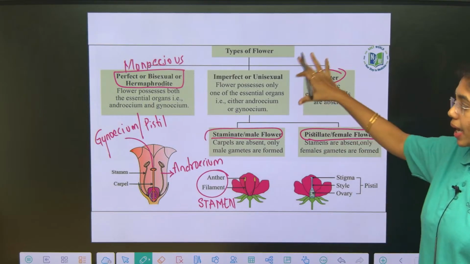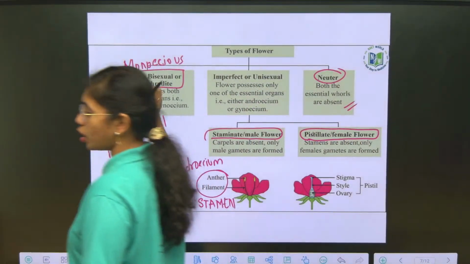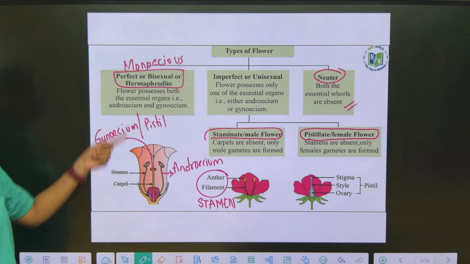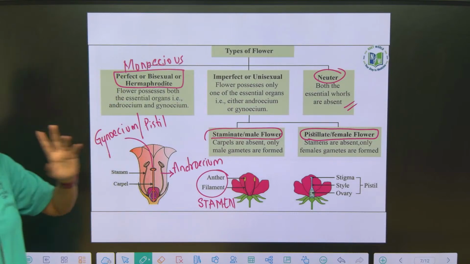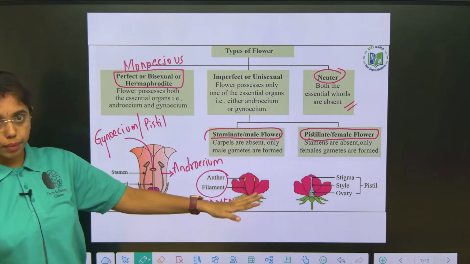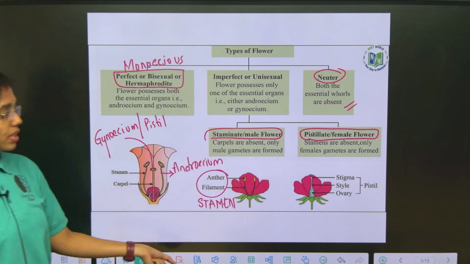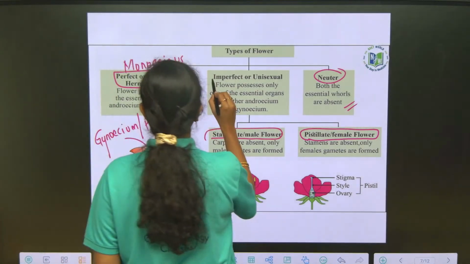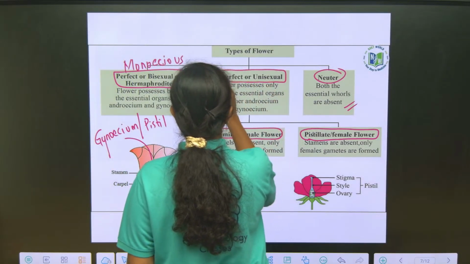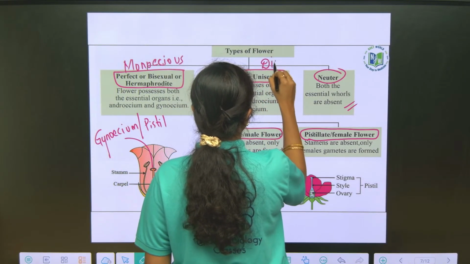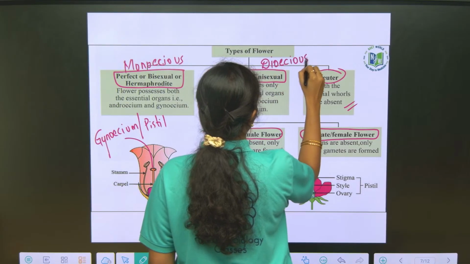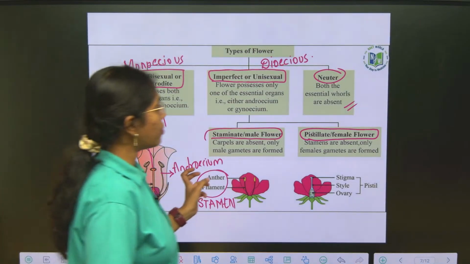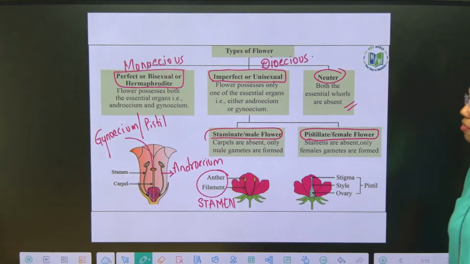So, here you see types of flowers. First is perfect, bisexual or hermaphrodite, wherein flowers will possess both male sex organ and female sex organ. Remember the term monoecious as well. And here, staminate or male flower and pistillate or female flower will possess either male sex organ or female sex organ. These are called imperfect flowers, unisexual or dioecious. And next, neuter flowers: both the essential whorls are absent, then those flowers are addressed as neuter flowers. This type of flowers is very important.